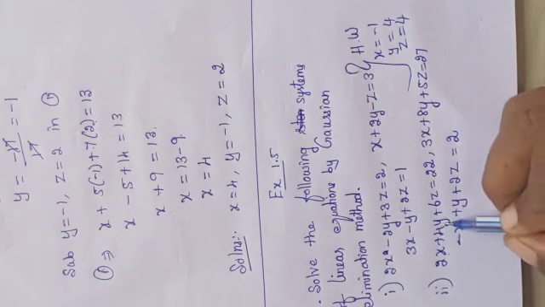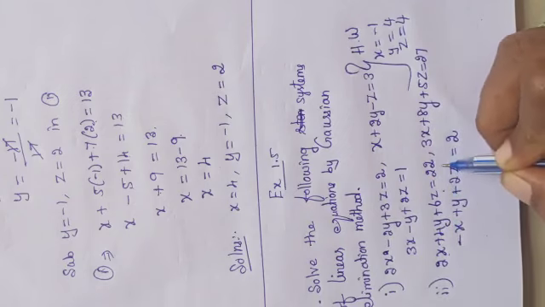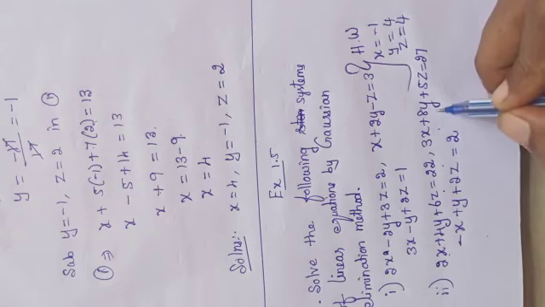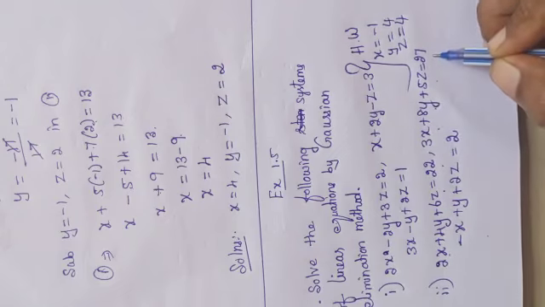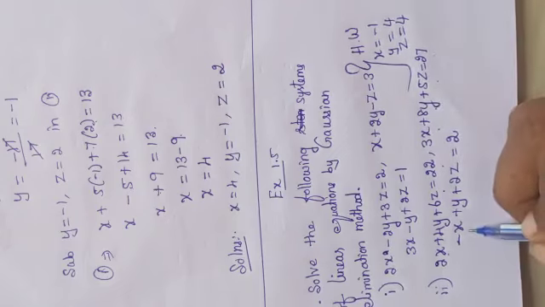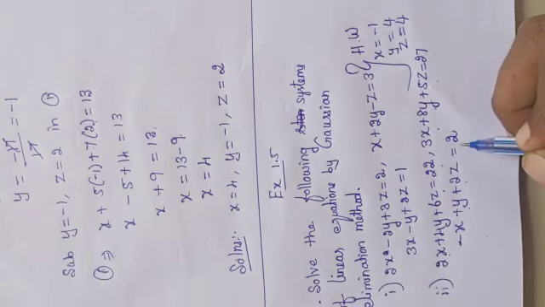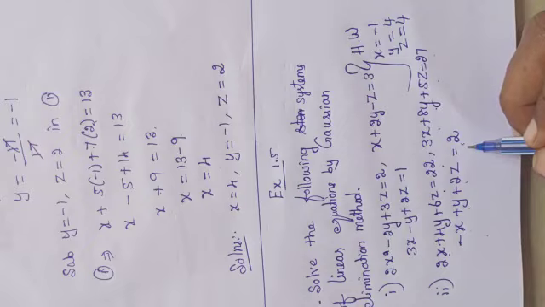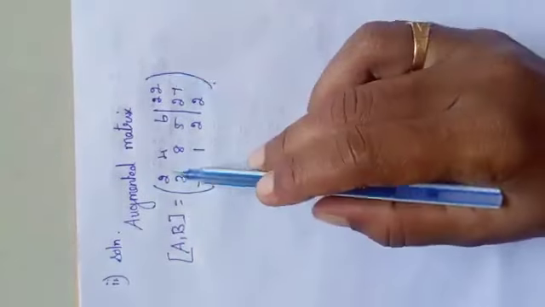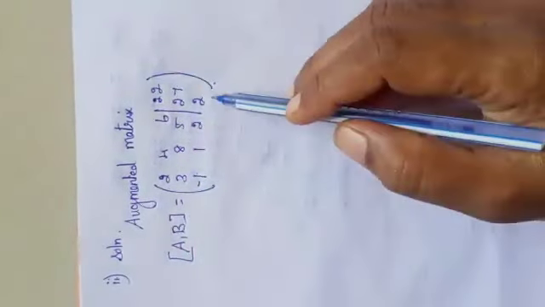See here, 2x plus 4y plus 6z equal to 22. 3x plus 8y plus 5z is equal to 27. And minus x plus y plus 2z is equal to 2. So first what we should do, we have to write it in augmented matrix. Second one solution, augmented matrix. I have written the coefficient matrix and the constants.